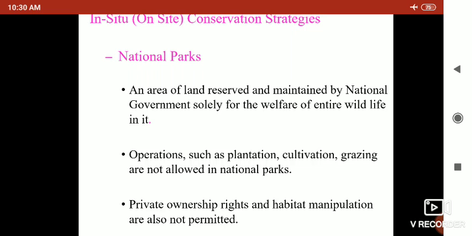A national park is an area of land which is reserved and maintained by the national government solely for the welfare of the entire wildlife in it. You can yourself understand the meaning of the sentence. In national parks, operations such as plantation, cultivation, and grazing are not allowed at all. Private ownership rights and habitat manipulation too are not permitted in national parks. So these are some of the important characteristic features which define national parks.